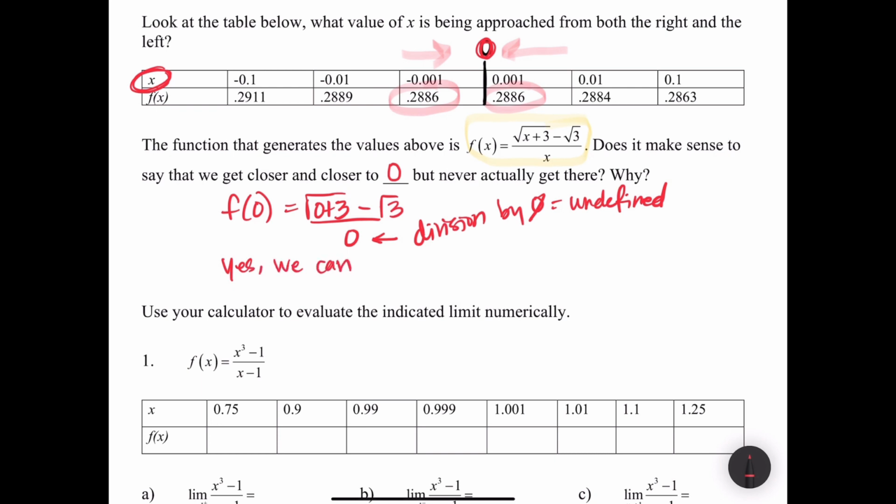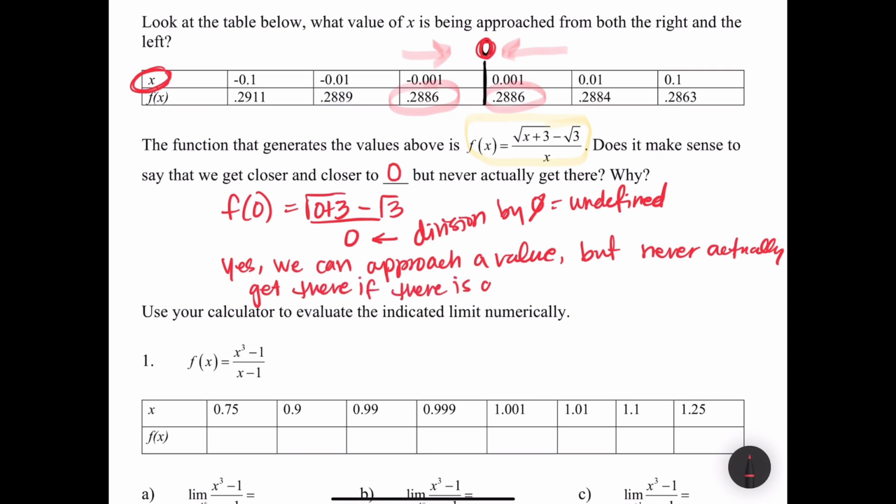Yes, we can approach a value, but never touch it, never actually get there, if there is a hole or asymptote. And that is what happens whenever I have any kind of undefined or error in my function. There is a hole or an asymptote. So we can use limits to observe the generic behavior around that specific value.